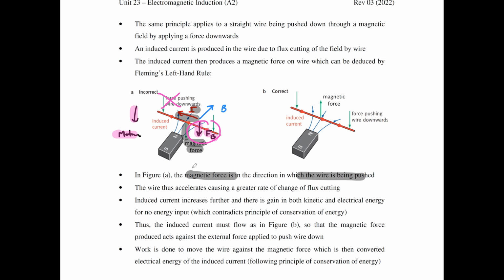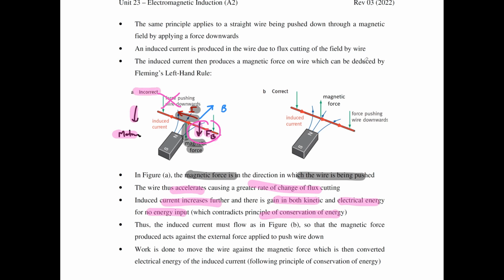So when this magnetic force does the work for you, it will accelerate your magnet downward, causing an even greater rate of change of flux cutting. So you're going to get more induced current, you're going to get more electrical energy. Again, seemingly out of nothing. Your induced current increases further, and there's again a gain in kinetic and electrical energy for seemingly no energy input, which contradicts the principle of conservation of energy. So again, this one will be the incorrect direction.